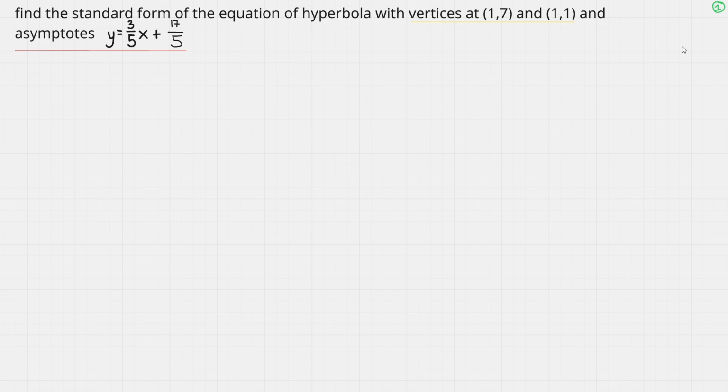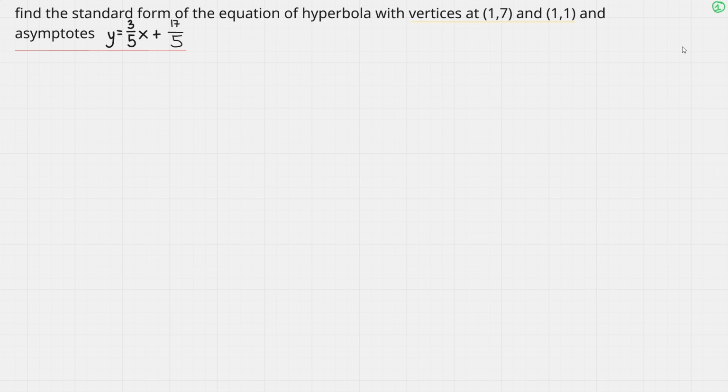Today, I will explain the problems of hyperbola. For our first question, we are tasked to find the standard form of the equation of the hyperbola, given vertices at (1, 7) and (1, 1) and asymptotes at y equals 3 over 5 x plus 17 over 5. Now let's get our center.